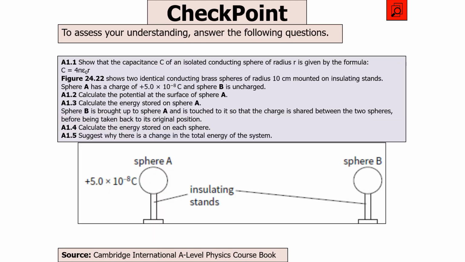The next question says, show that the capacitance of an isolated conducting sphere of radius r is given by the formula C equals 4 pi epsilon 0 r.